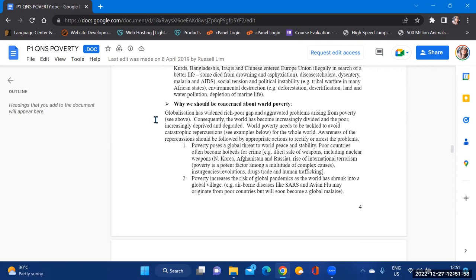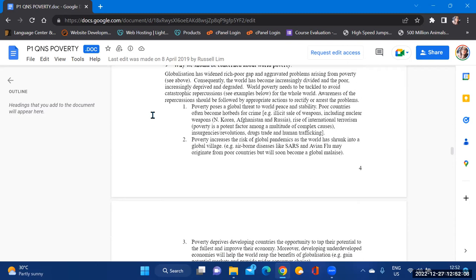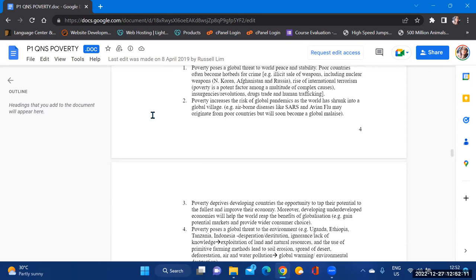For the whole world, awareness of the repercussions or consequences should be followed by appropriate actions to rectify or arrest these problems in good time. Poverty poses a global threat to world peace and stability. Poor countries often become hotbeds for crime and the rise of international terrorism, and so on and so forth. Poverty increases the risk of global pandemics as the world has shrunk into a global village.